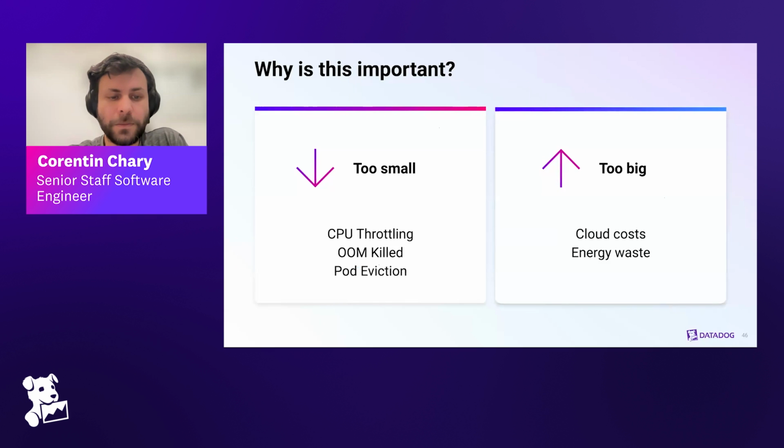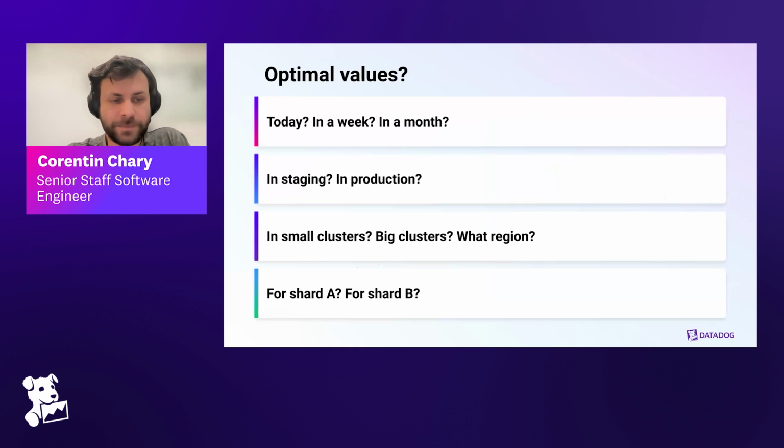If your pods are too small, you will have performance issues, be OOM killed, and probably not even start. And if you size them too big, sure, it will work well, but you will waste a lot of money and energy. A good question is, what are the optimal values? If you run a single pod, sure, you can look at the historical usage, tweak it, and you're done.